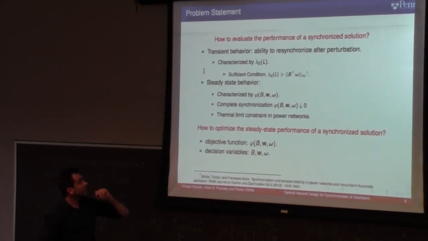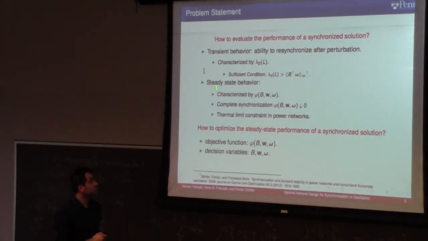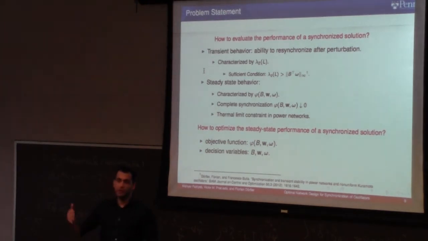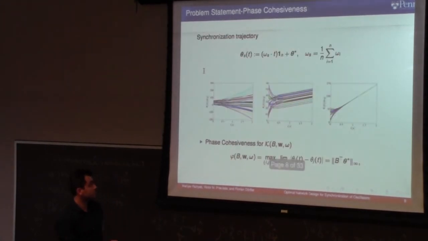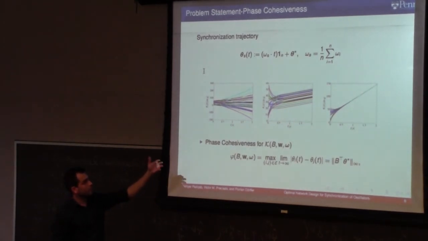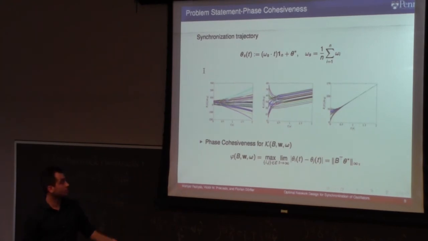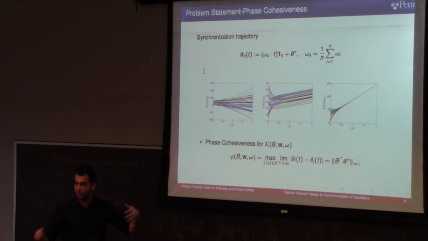Okay. Is there any question? So I want to see how can I evaluate the performance of a synchronous solution. It depends on how I should view this problem. For example, if I care about the transient behavior, which is the ability to resynchronize after perturbation. After all the phases converge to, for example, this synchronization manifold, due to some perturbations, for example, load imbalances in the power network, or any other perturbations, noise, disturbance, these steady-state phases are perturbed, and they have to resynchronize. They have to go over this transient phase again.